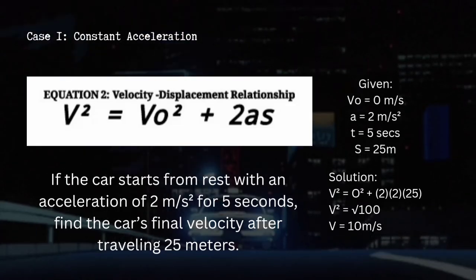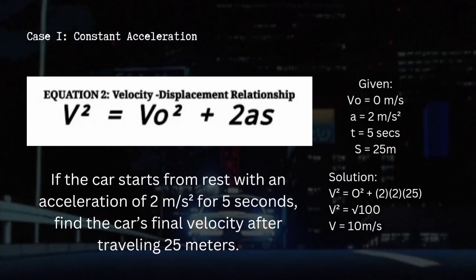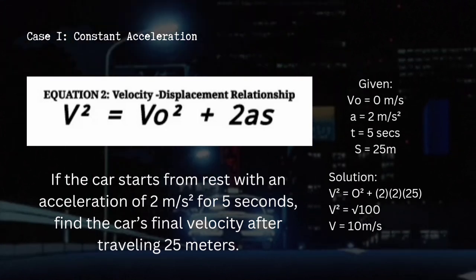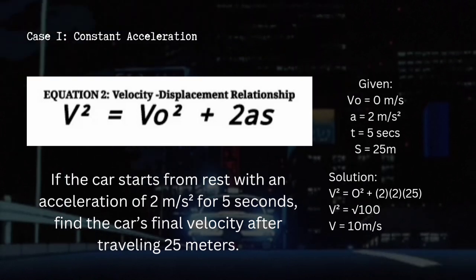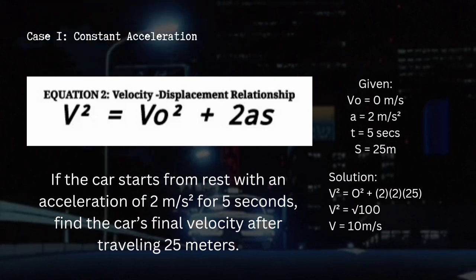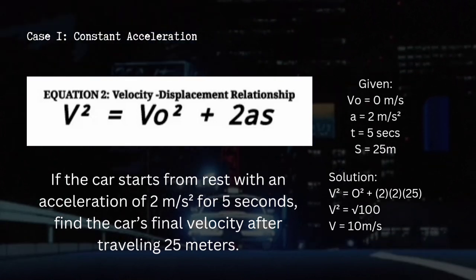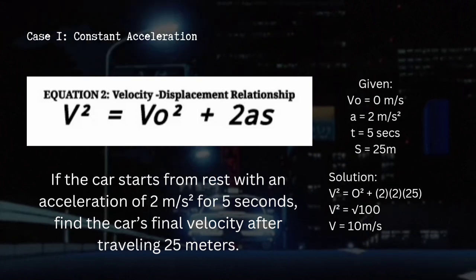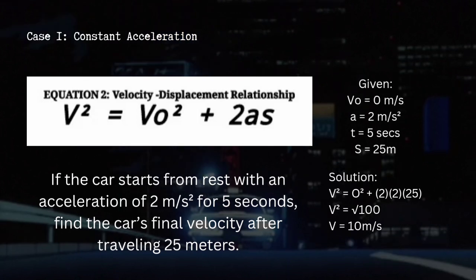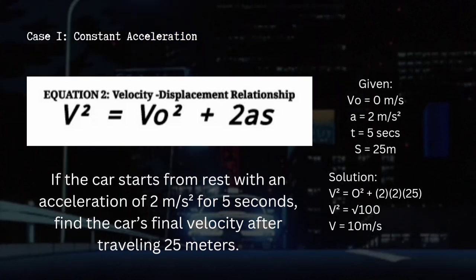The third equation is all about the velocity-displacement relationship. The formula is the final velocity squared equals the initial velocity squared plus 2 times acceleration times the displacement. To understand this equation, an example again is provided.